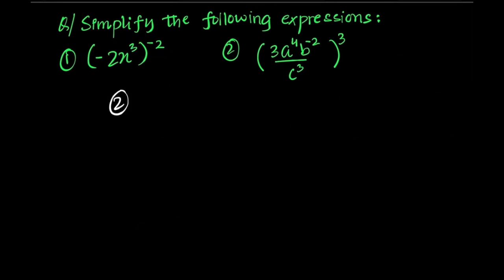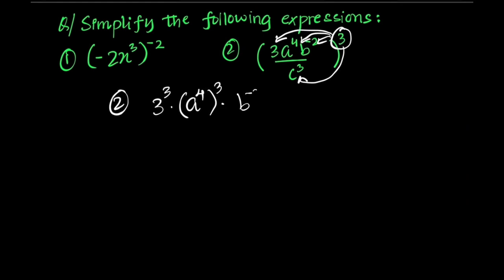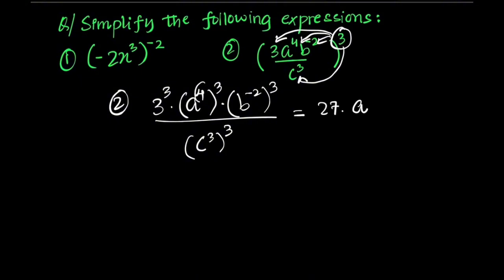Now let's look at subpart 2. Exponent 3 will be distributed to all the elements inside the bracket. So this 3 will be applied to 3, this exponent 3 will be applied here, this will be applied here, and this will also be applied here. So I can write it as 3 raised to 3 times a raised to 4 whole raised to 3 times b raised to negative 2 whole raised to 3 divided by c raised to 3 whole raised to 3. And this equals 3 raised to 3 means 27 times a raised to 4 times 3 means 12 times b raised to negative 2 times 3 means negative 6 divided by c raised to 3 times 3 means 9.